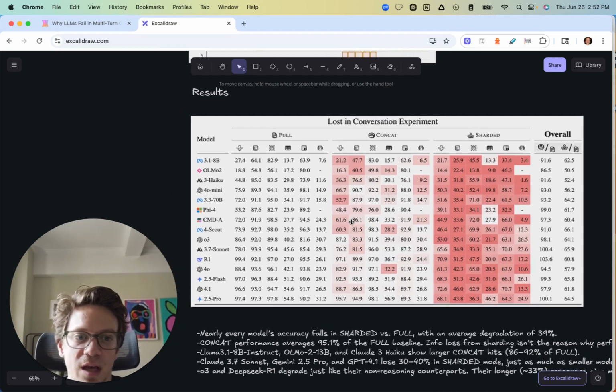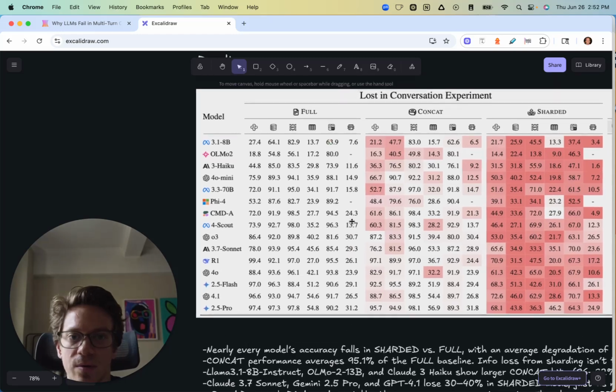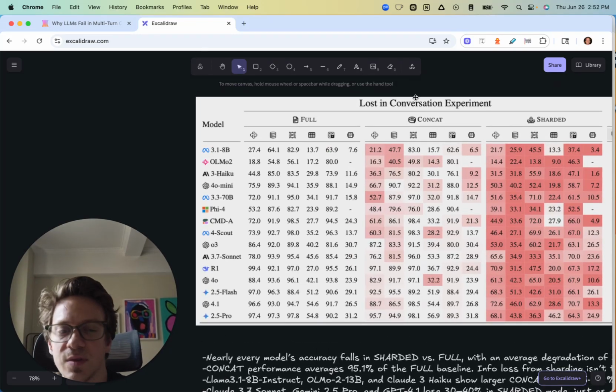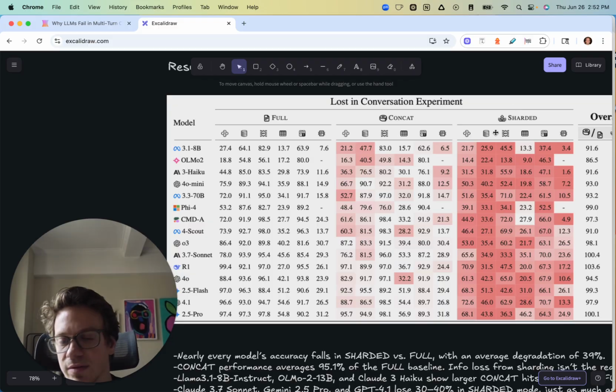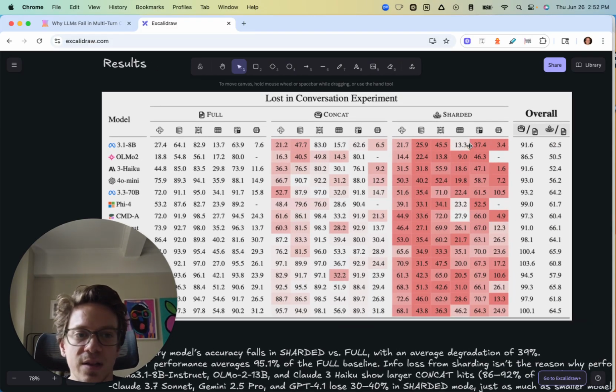And all right, big table of results. So what we see here, this is full, this is concatenated, this is sharded. They have the other methods that we'll look at in a little bit. And this looks at concatenated over full and then sharded over full. So relative performance for those methods.